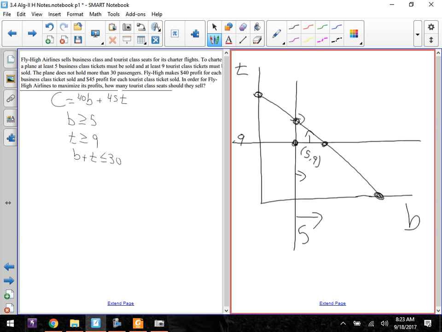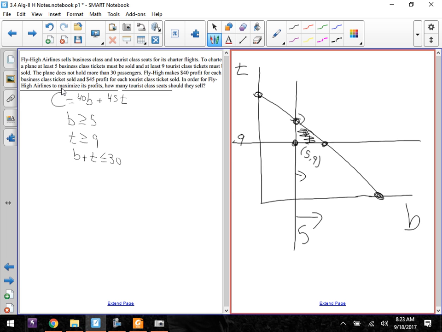Oh, which way am I shading with that arrow? Inward or outward? That last equation. Inward, good. So I'm looking at this little triangle here. Vertical, that means all those x values, in this case, all those b values are always going to be equal to what? 5. Horizontally, all those y values, or in this case, t values, are all going to equal 9.